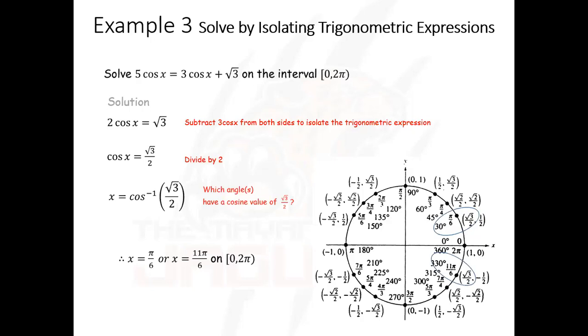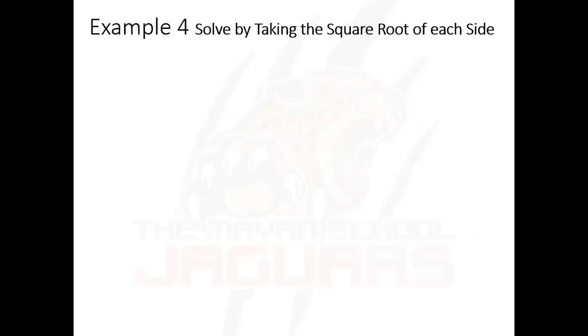X will be equal to pi over 6 or x equals 11 pi over 6 on the interval from 0 to 2 pi. And if you replace these values into the equation, you must get the same value on both sides. Let's make another example. Example 4. And in this case, we're going to do a different technique. They're going to give us a trigonometric equation with a quadratic expression. And the technique to solve this kind of equation is taking the square root of each side. So let's see the example.